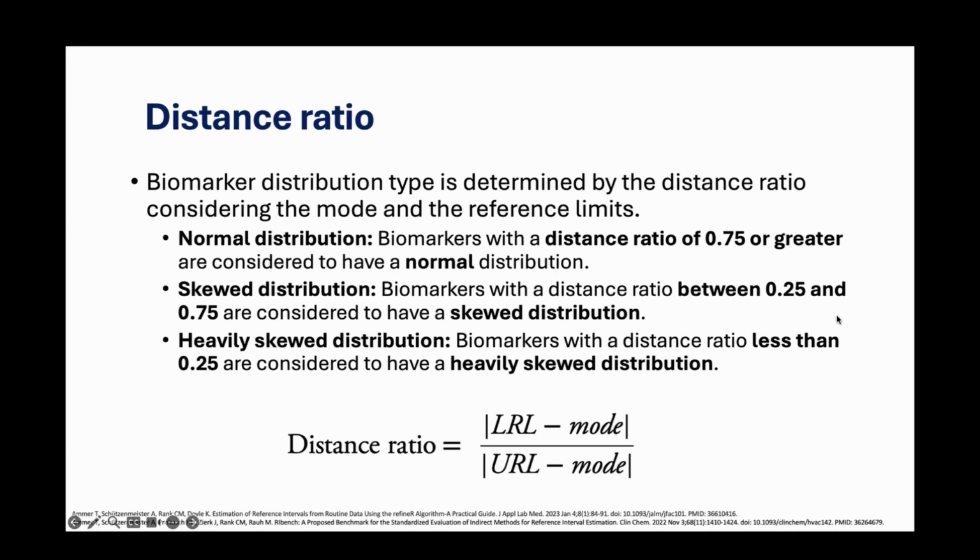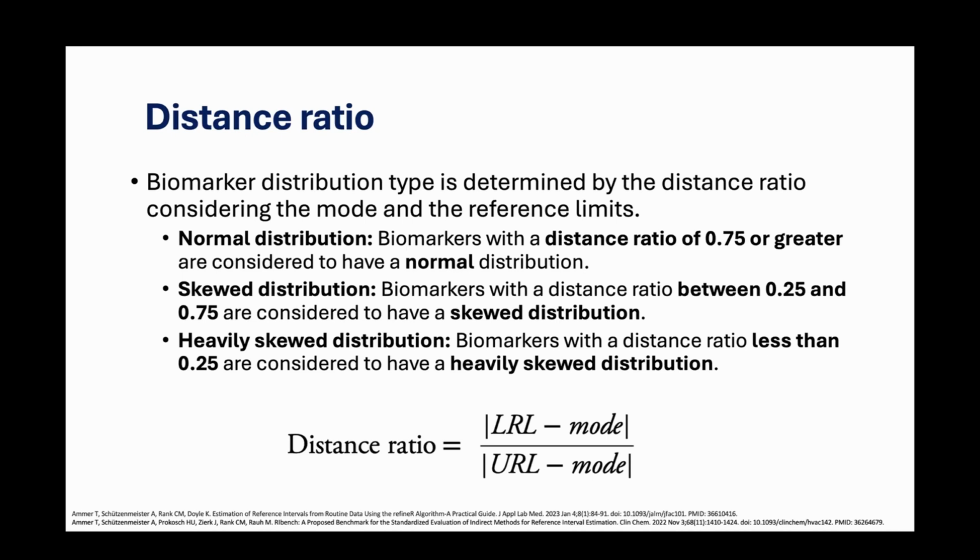So, how do we estimate the type of distribution, whether it is skewed or not? Actually, there is a formula, the distance ratio, as given here, which considers the mode, the lower reference limit, and the upper reference limit. When this ratio is higher than 0.75, it is considered a normal distribution. When it is between 0.25 and 0.75, it is considered a skewed distribution. And when it is lower than 0.25, such a ratio is considered a heavily skewed distribution.